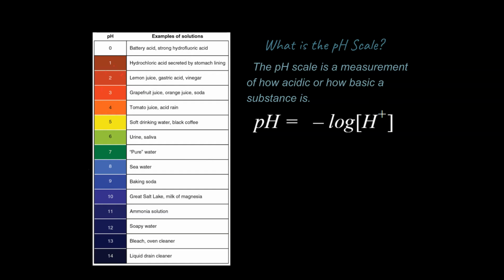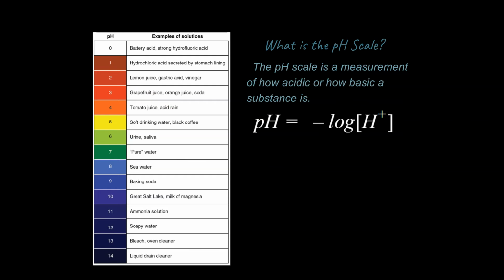This is the acidic side. 7 is right in the middle for pure water, and this is the basic side over here, generally up to 14. But if we were to look at lemon juice versus grapefruit juice, it's only 1 point lower on the pH scale. Because it's a log scale, though, that would mean the lemon juice is 10 times more acidic than the grapefruit juice. Therefore, the concentration of the hydrogen ions is 10 times greater in the lemon juice than in the grapefruit juice.